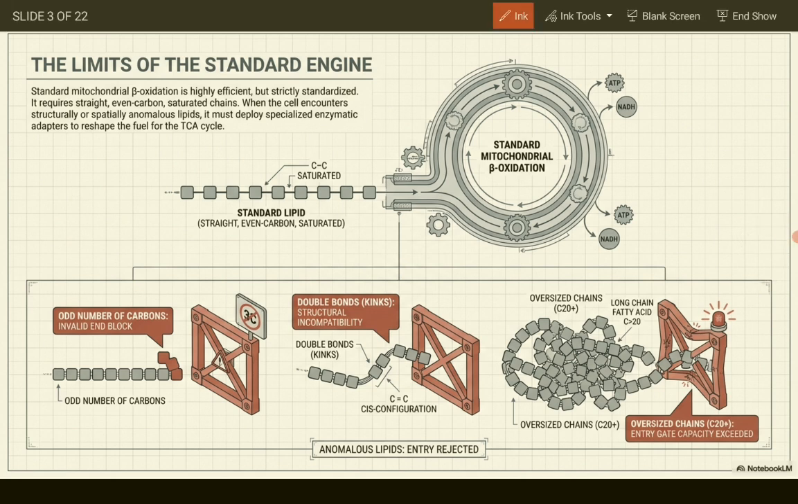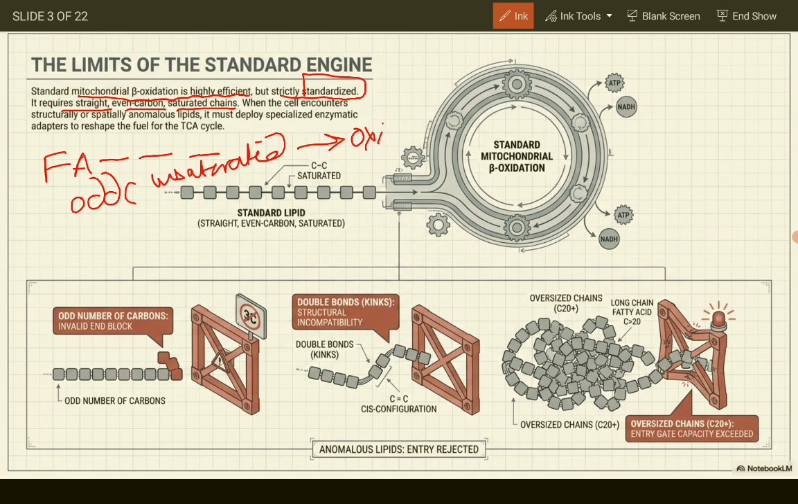As you can see in this slide, mitochondrial beta oxidation is a highly efficient process, but it requires some standardized procedures. For example, mitochondrial beta oxidation requires a straight, even carbon saturated chain. But what if the fatty acid doesn't have an even number of carbons, or is unsaturated? What if it has an odd number of carbons and it is unsaturated? What will happen then? How will it be oxidized?